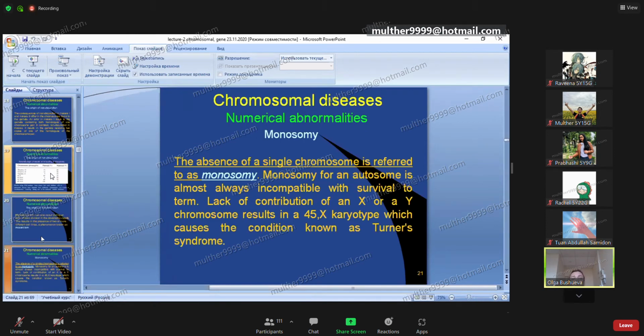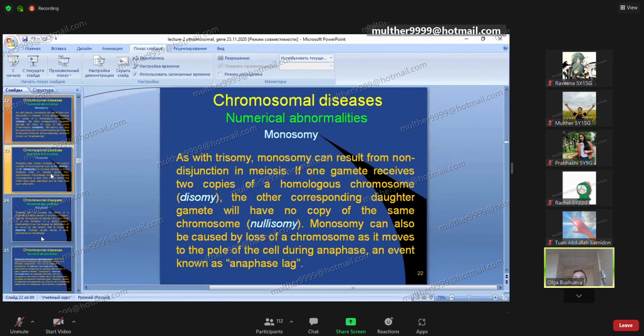The absence of a single chromosome is referred to as monosomy. Monosomy for an autosome is almost always incompatible with survival to term. Lack of contribution of an X or a Y chromosome results in a 45,X0 karyotype, which causes the condition known as Turner syndrome.